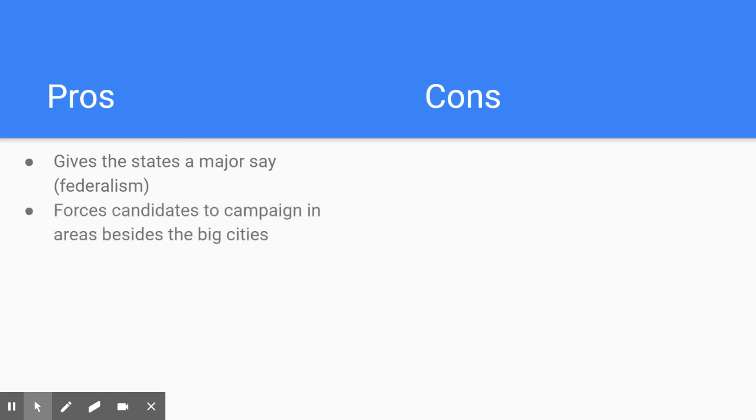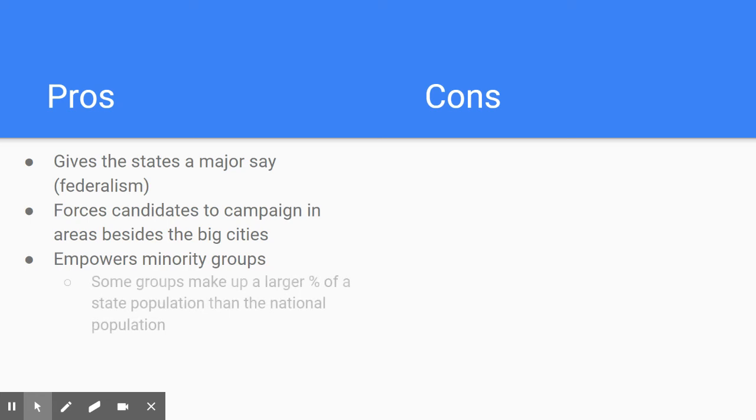It forces candidates to campaign in areas besides the big cities. Pennsylvania's got a large population besides just Pittsburgh and Philadelphia. And whoever wins the entire state gets all of the electoral votes for that state. So it's important that a president campaign in all sorts of different areas, all sorts of different states as well. So it forces them to campaign over a larger area.